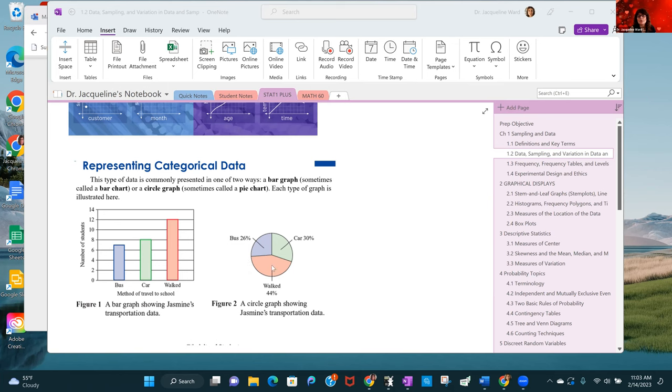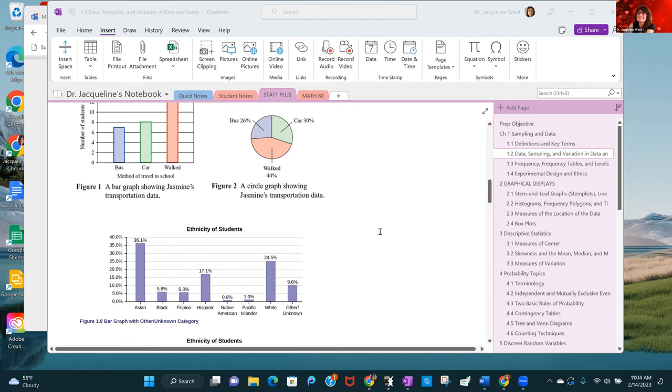You could also use a circle graph, sometimes also called a pie chart. And this is just a different way to represent that same data. This is giving a percent of the whole. So 30% of the class went by car. And 44% walked, right? So they give different kinds of information and a little different view. I'm sure we've all seen both bar graphs and circle graphs in our lifetimes.